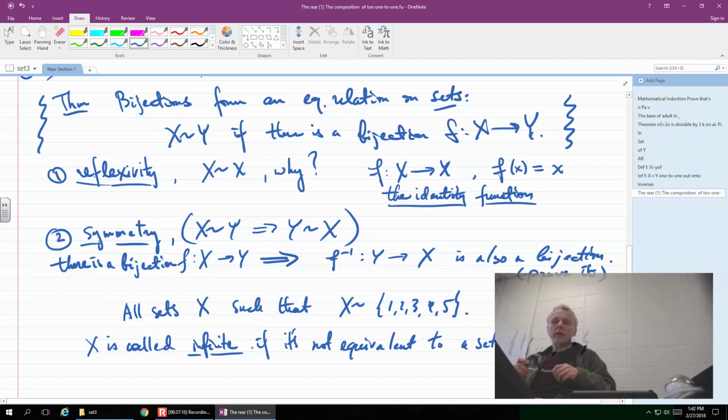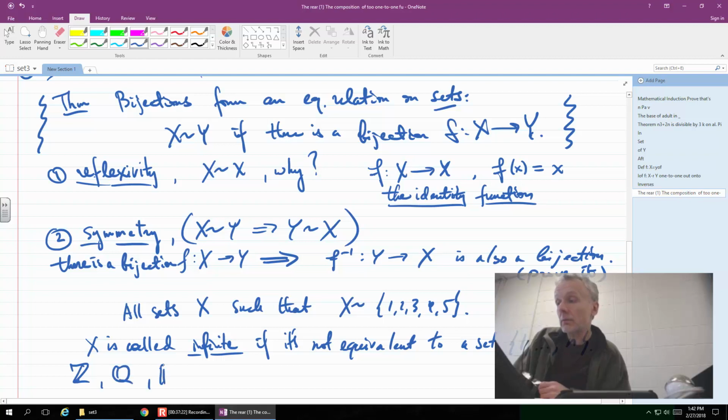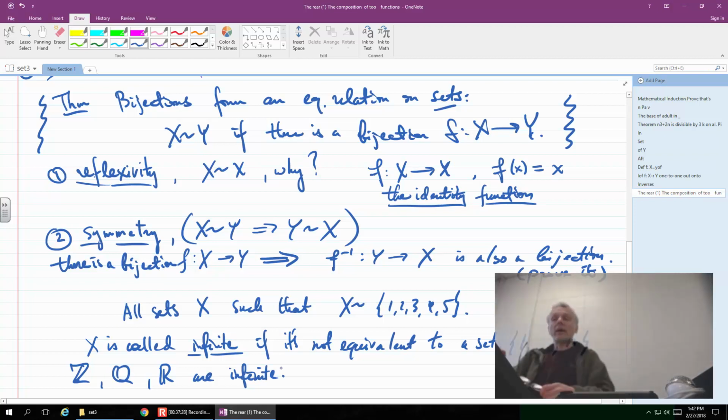And then everything has to be proven. Z, Q, R are infinite. Starting naturally with Z, then you would have to demonstrate that Z is not a finite set. So you would have to demonstrate now that there is no bijection between Z and a set of n elements, no matter how large n is. Okay, so probably not too hard.